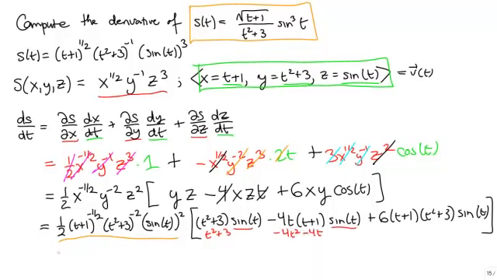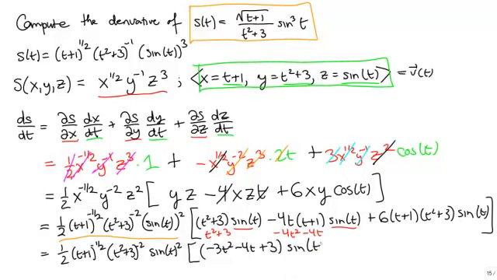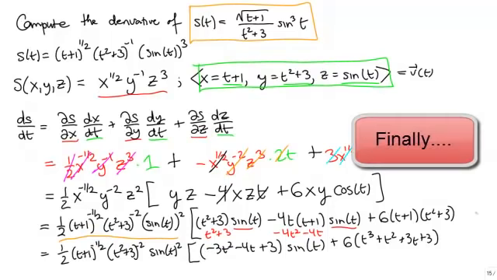So if I were to do one last round of cleanup, we would have 1/2 times (t plus 1) to the minus 1/2 power times (t squared plus 3) to the minus 2 times the sine of t quantity squared times, we have t squared minus 4t squared, so minus 3t squared minus 4t plus 3 times the sine of t, so those are the coefficients connected to sine, plus, and then over here we're going to have 6 times, well, I guess I could FOIL this thing out. That would get me t cubed plus t squared plus 3t plus 3 times, oops, that wasn't sine, that was cosine of t from the previous line, times the cosine of t.